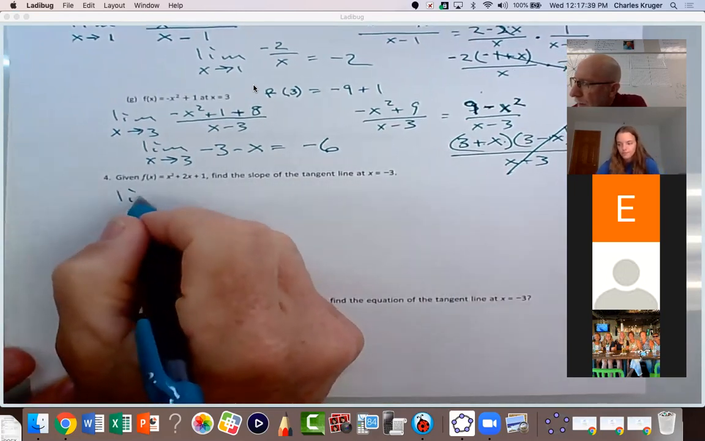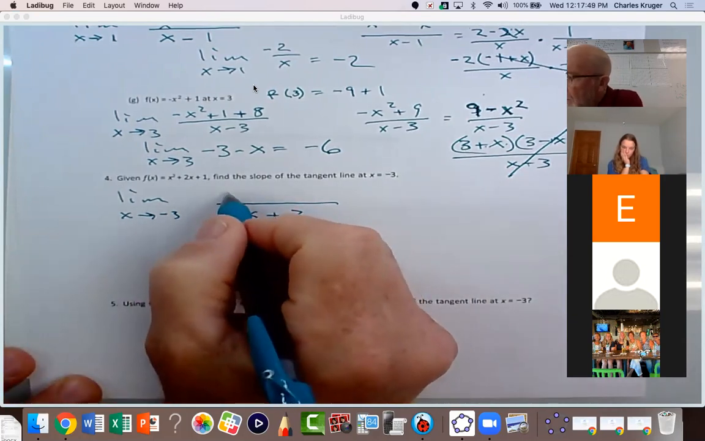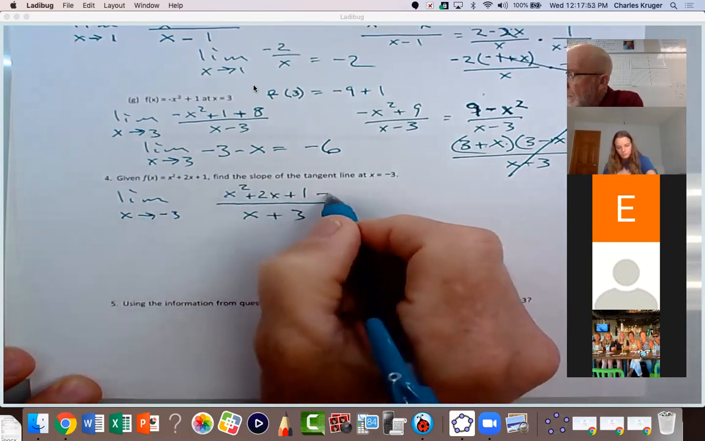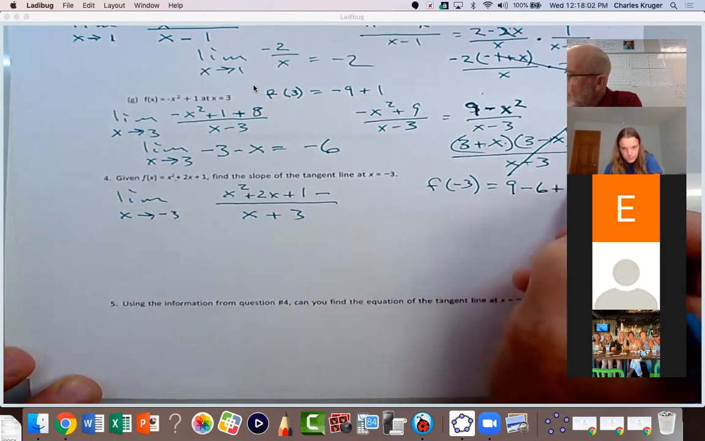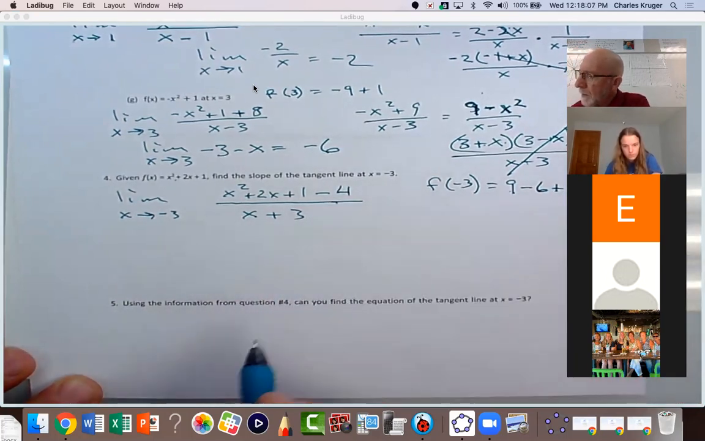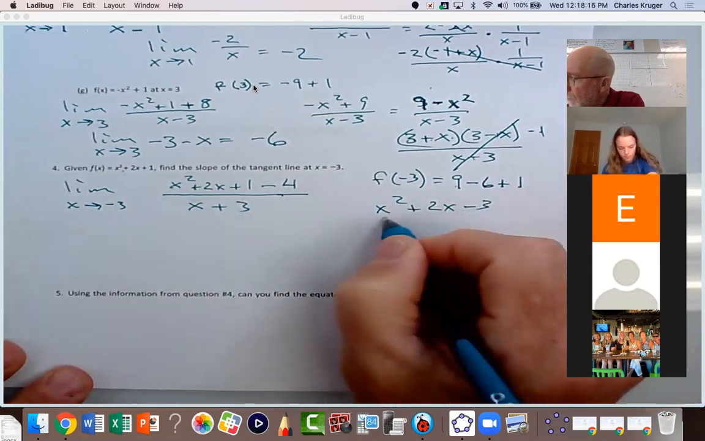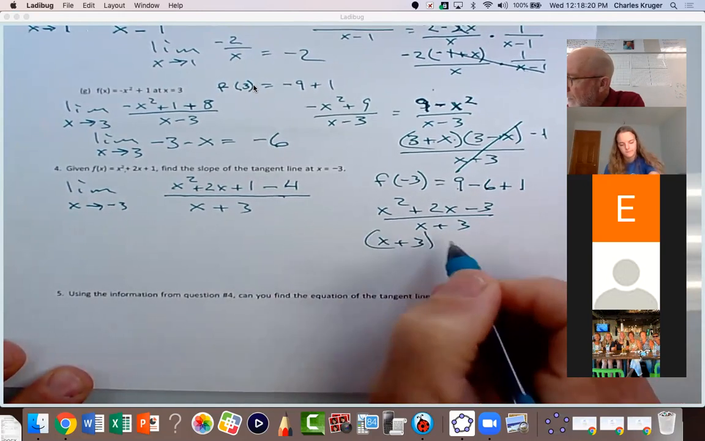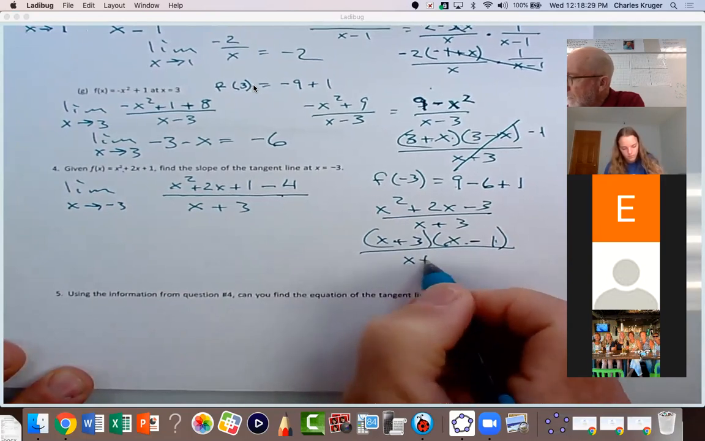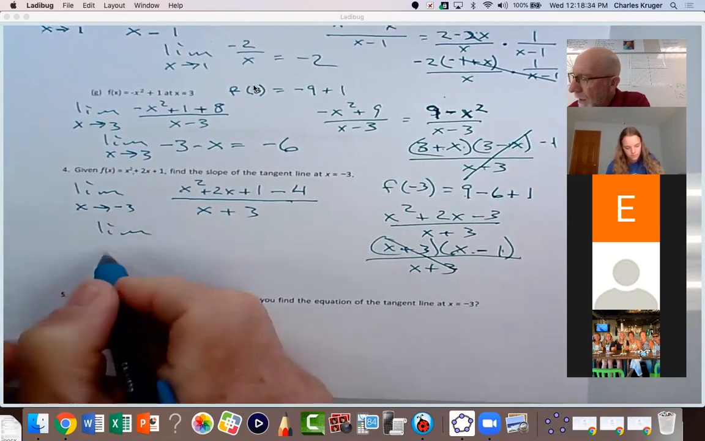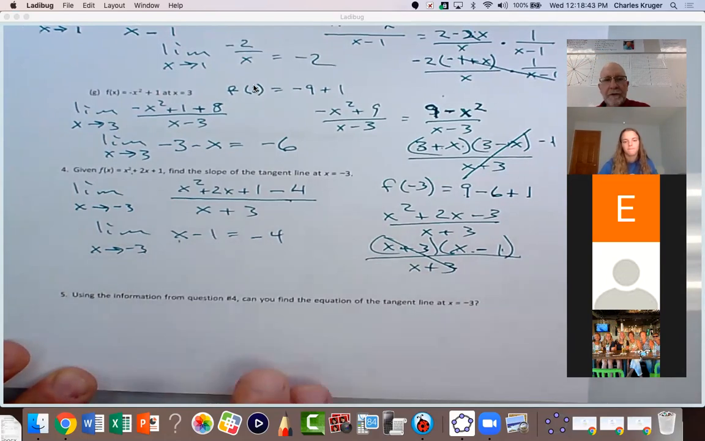This one I'm asked to figure out the slope of the tangent line. And x is moving to a negative 3. So x minus a negative 3 is x plus 3. I have x squared plus 2x plus 1 minus, now, if I put a negative 3 into there, I'll get 9 minus 6 plus 1. This is 3 plus 1, I get 4. So now I have x squared plus 2x, 1 minus 4 is minus 3 over x plus 3. I need to factor this top. x plus 3 times x minus 1 is that quadratic. Those simplify. So now I have the limit as x approaches a negative 3 of x minus 1. I can substitute a negative 3 in there and get a negative 4, and that's my slope.